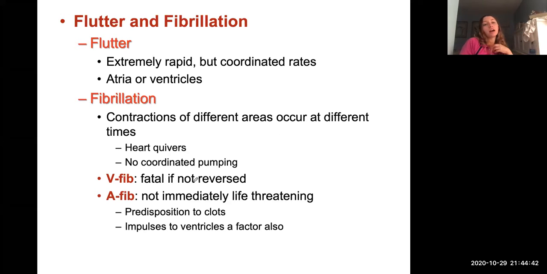Fibrillation is the quivering, whether it be of the ventricles or the atria. There's no coordinated pumping, it's just not happening right.